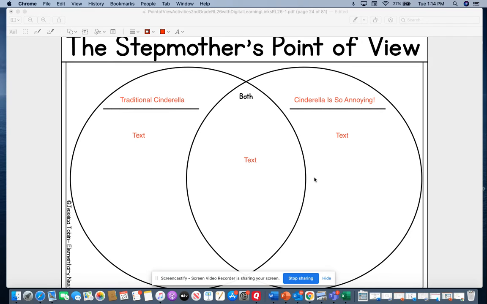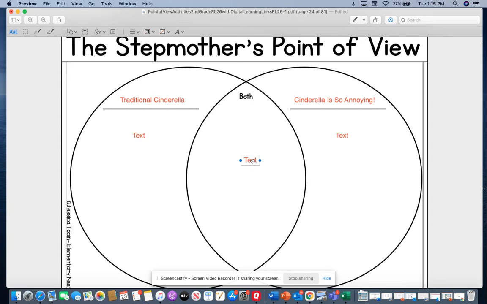view. Now, there were some things that were the same, which we'll put right here, and there were some things that were different that we'll put on the outside circles. So, some things that we saw in both of these stories was that the stepmother had two daughters.